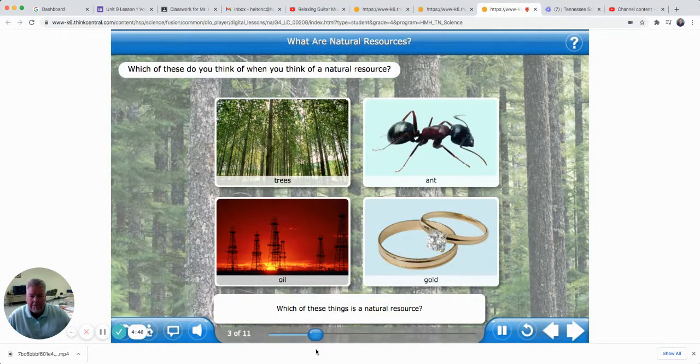Each of these things is a natural resource. There may be more than one correct answer.